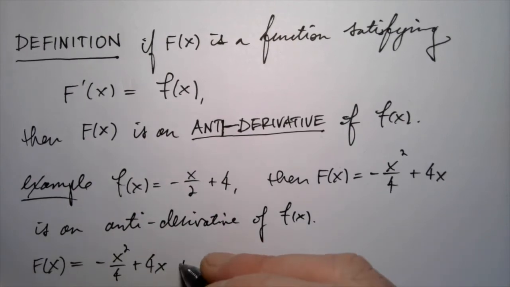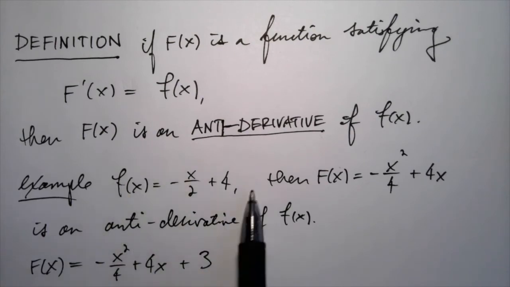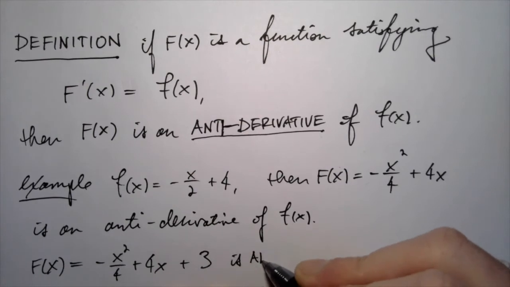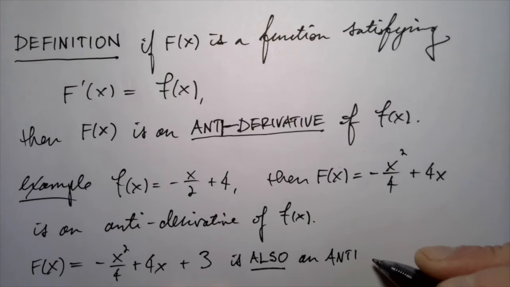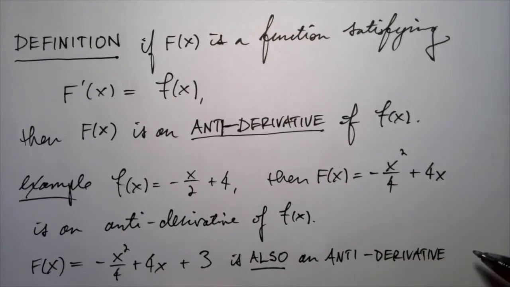Check it out. If I added, say, 3, then what happens when I take the derivative of this new function, capital F? Well, I'd bring down the 2, it would cancel with the 4, I would get minus x over 2 plus 4, that's this, but then the derivative of 3 is 0. So this is also an antiderivative of this same function. Very cool. And they all have this form.